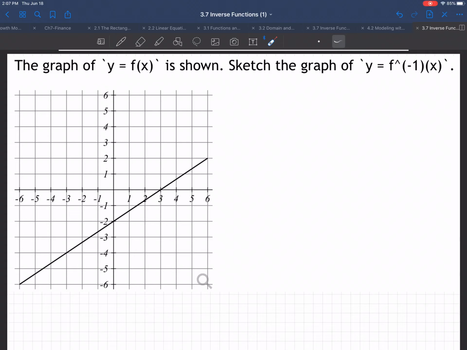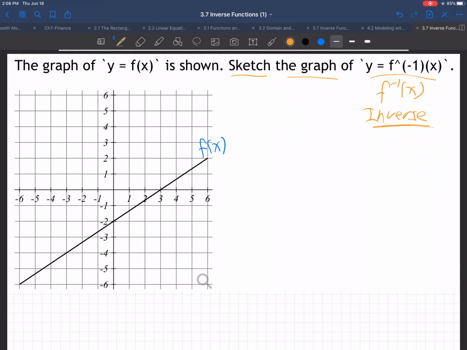Welcome to an example of graphing an inverse function. They're giving us the graph of y equals f of x. So this is f of x. And it's asking us to sketch the graph of, and that might look funny, the inverse. This is the graph of the inverse.